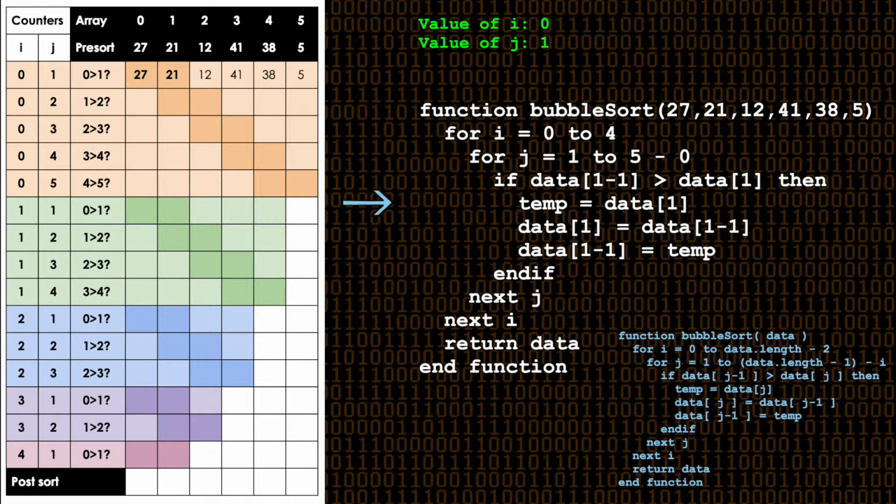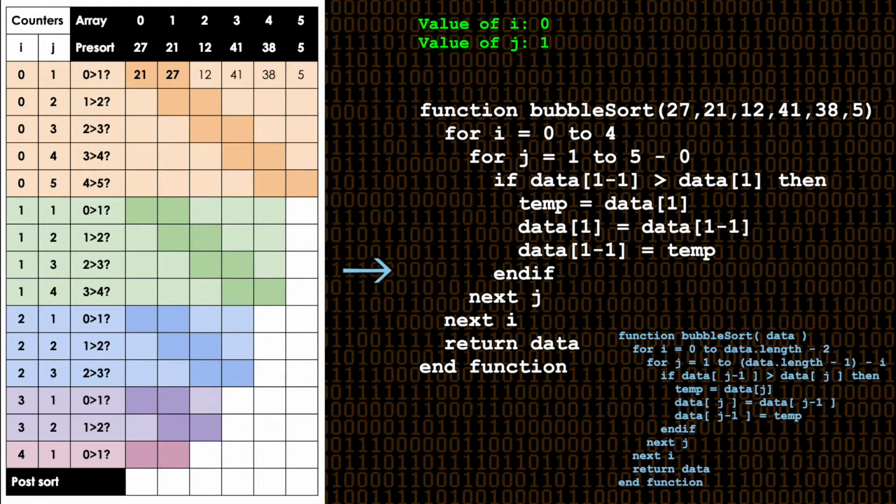If it is, which it is, we'll set a temp variable to have the value of data 1, 27. We'll overwrite the element number 1 with the one from before. So data element 1 is going to be equal to data element 0. So we'll swap. So 21 will now be replaced with 27. And the next line will make element 0 get the temp value, 21.